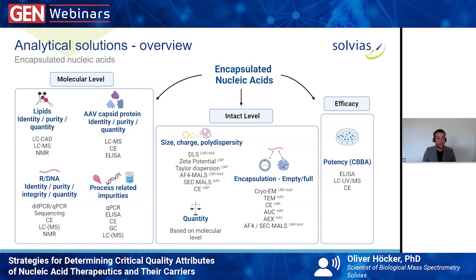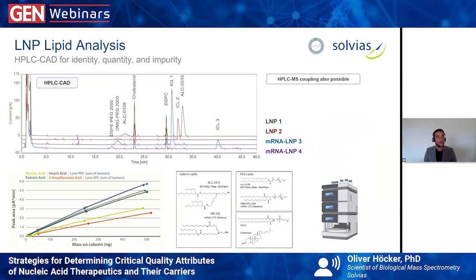Well, let's start with the left side with the molecular level. So the lipid analysis is very crucial. So the lipids of the LNP systems are depending on the manufacturer, which size they want to have or which target tissue they want to approach with the LNP system. But in general, a good technique for this is HPLC-CAD, so charged aerosol detection, where we can separate all different kinds of lipid types and detect them with charged aerosol detection. That is a very universal detector.